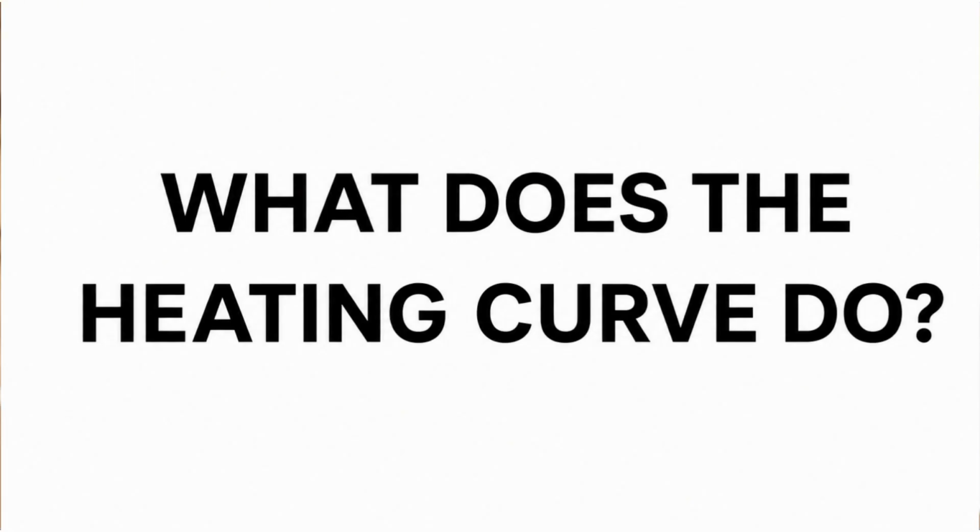What does the heating curve do? The colder outside is, the higher the required flow temperature, and the warmer outside is, the lower the required flow temperature. If it's 14 degrees Celsius outside, but the system is still producing 40 to 55 degrees Celsius water as though it's a freezing January morning, then we can't say the system is operating efficiently.